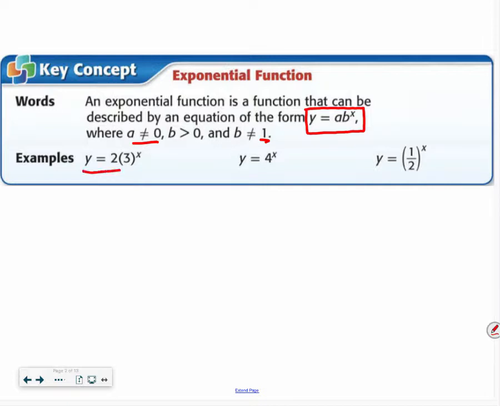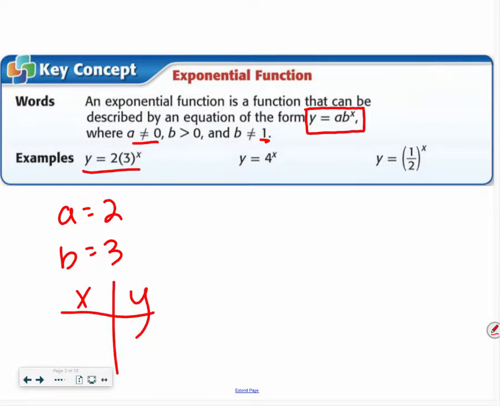So some examples, y equals 2 times 3 to the x power. So in this instance, my a value is 2. My b value is 3. And then I keep changing the x value by plugging in random numbers. So I would pick maybe 1. I'd plug 1 in. I could plug 2 in and see what numbers I get out.